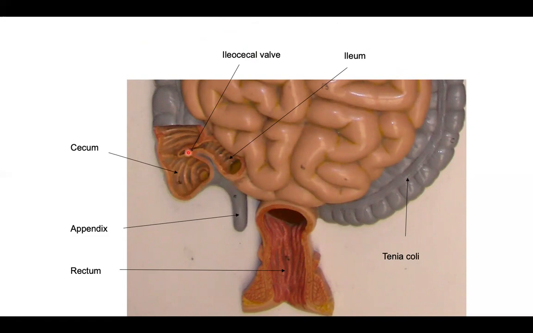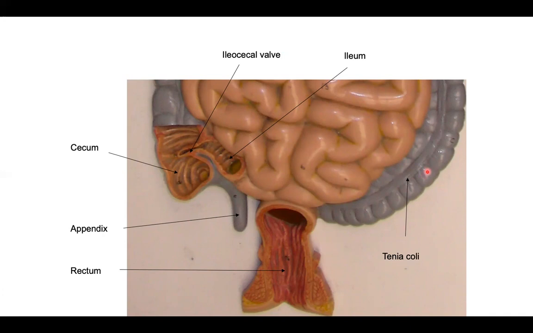Now, please do note the area where the ileum and cecum are joining each other. There is also a valve that controls the chyme entry into the large intestine, and this region is referred to as the ileocecal valve. Again, you can visualize your appendix right here. You can also visualize the end of the large intestine, which is the rectum.